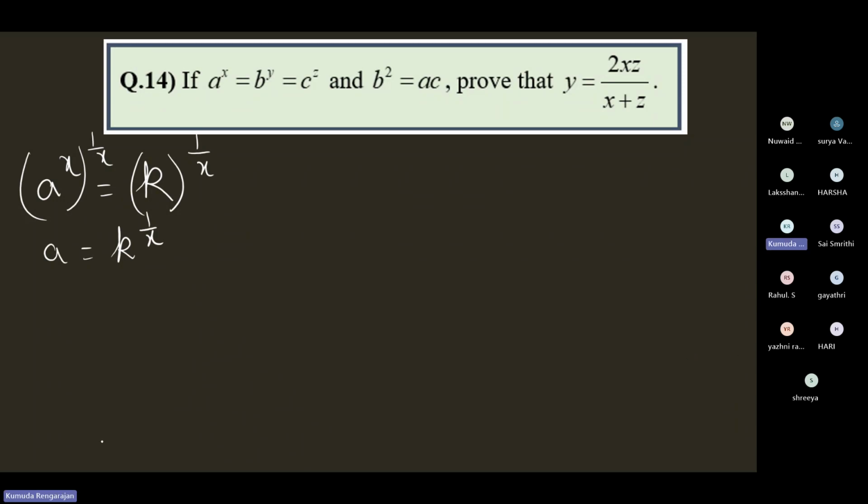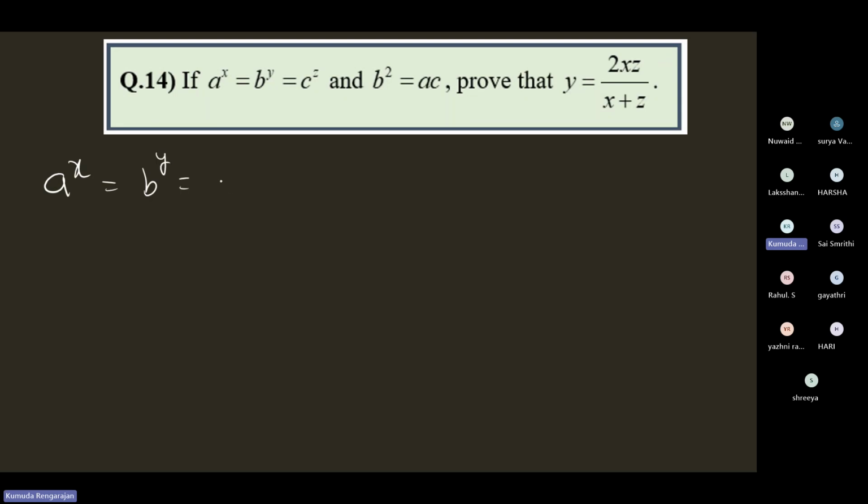Raising both the sides to the power 1 by x. See, we have a to the power x is equal to b to the power y is equal to c to the power z. Let me say, let the whole thing be equal to something like k. All these three are equal is given. So let all this be equal to k.